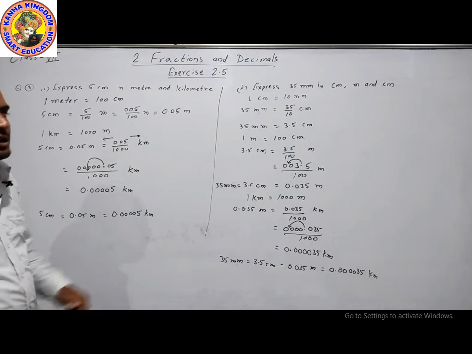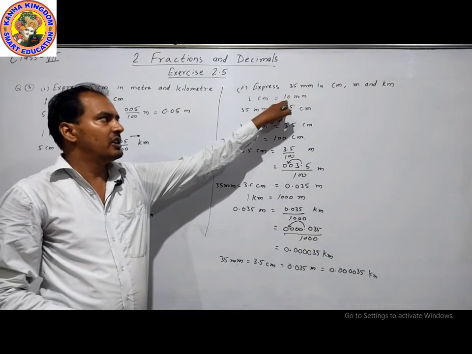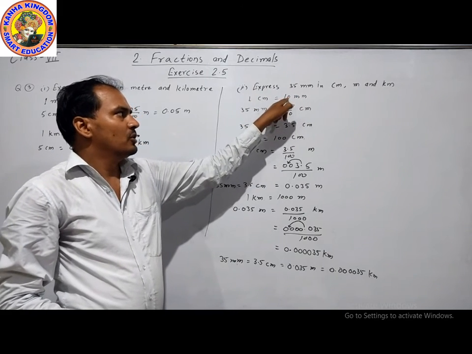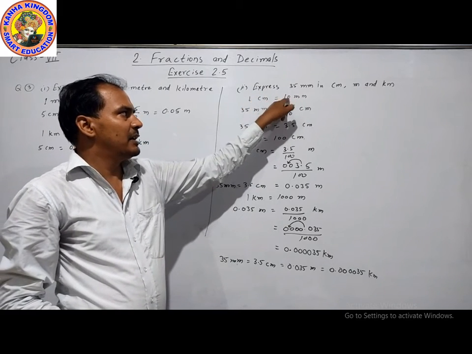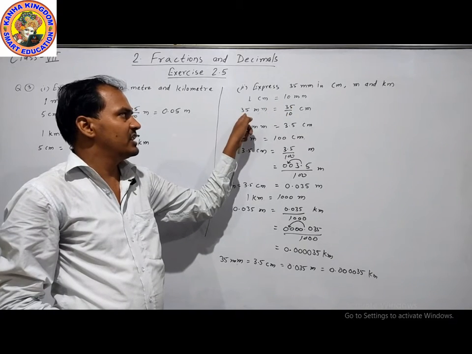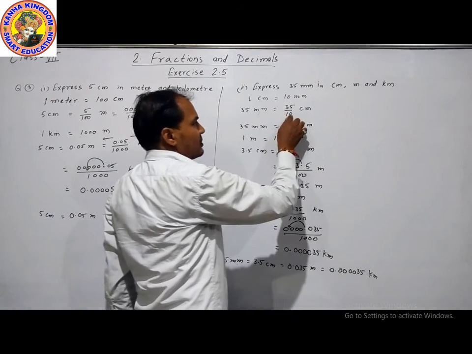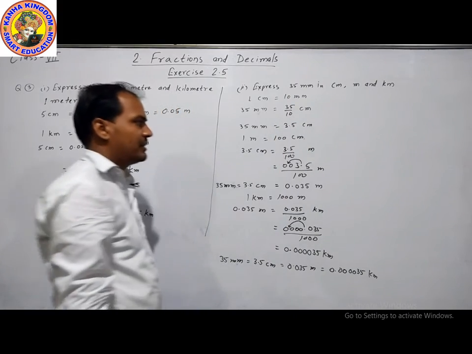We know that 1 centimeter is equal to 10 millimeter. So mm will convert into centimeter by dividing by 10. Question is 35 mm. So 35 by 10. Here is a 10, so we will add a decimal point.